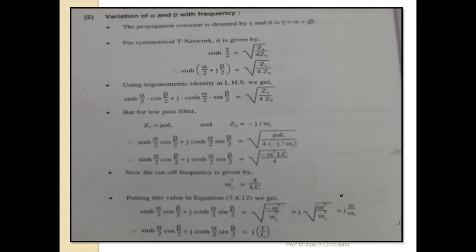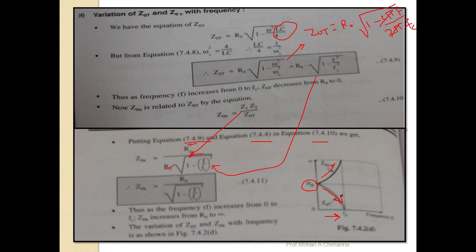In my next video we will see the variation of alpha and beta with the frequency and its derivation.